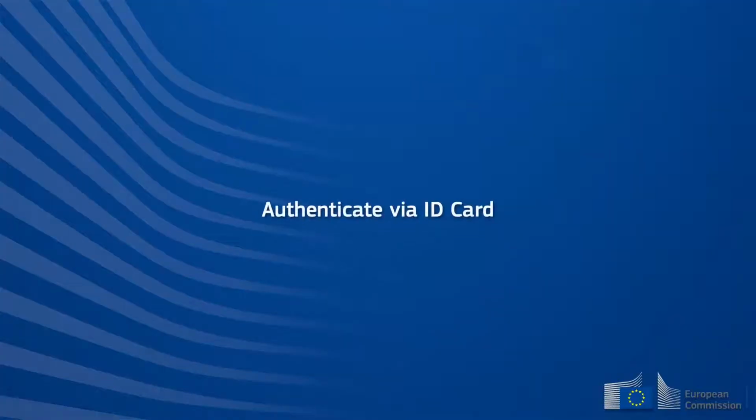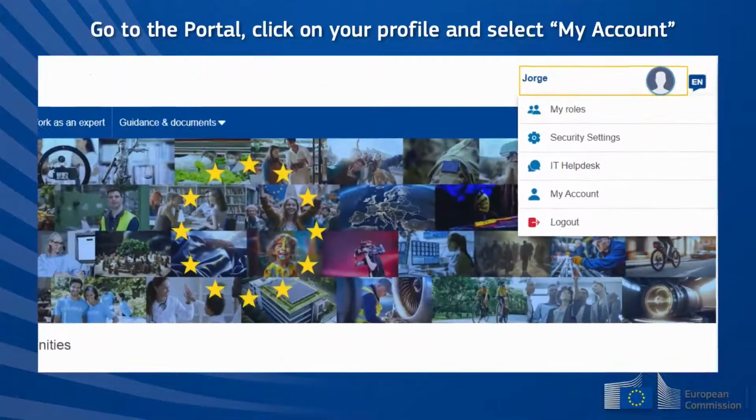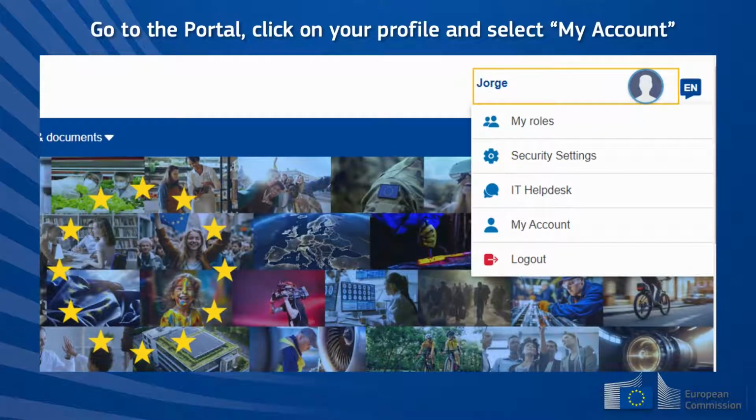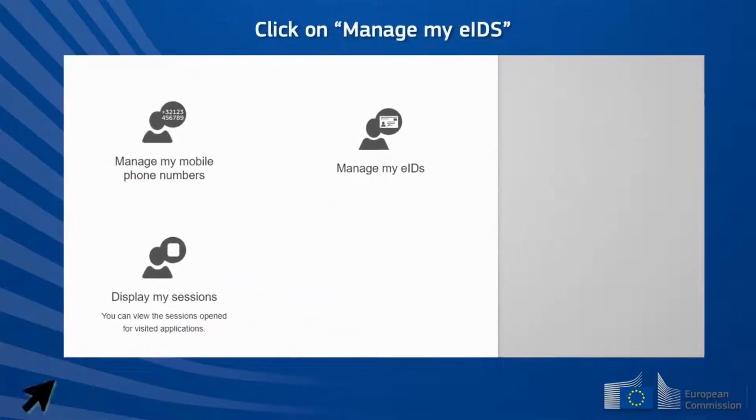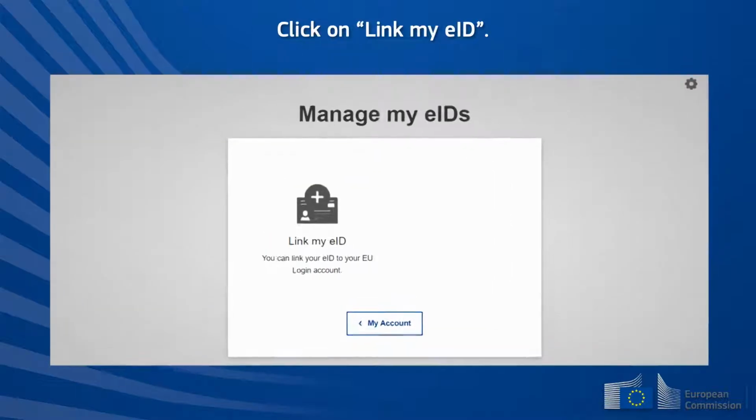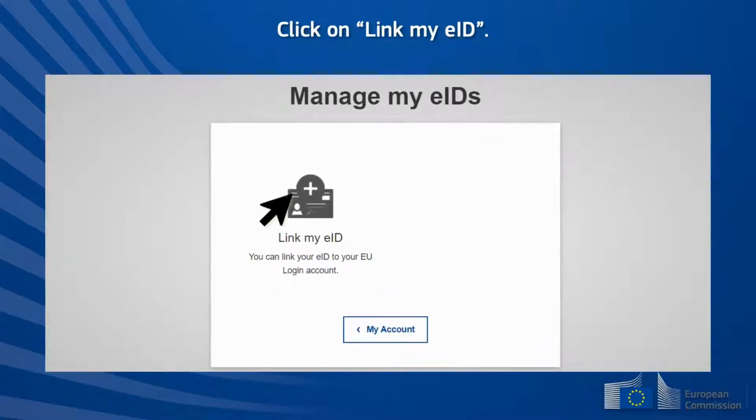Authenticate via ID card. Go to the portal, click on your profile, and select My Account. Click on Manage My eIDs. Click on Link My eID. For obvious reasons, you can link one ID to one account.